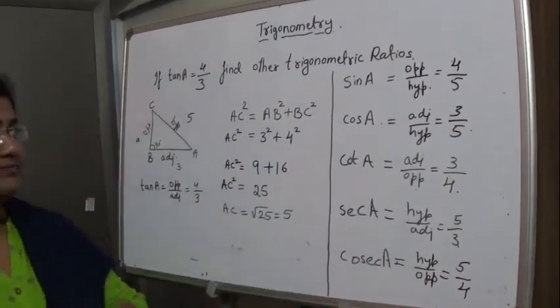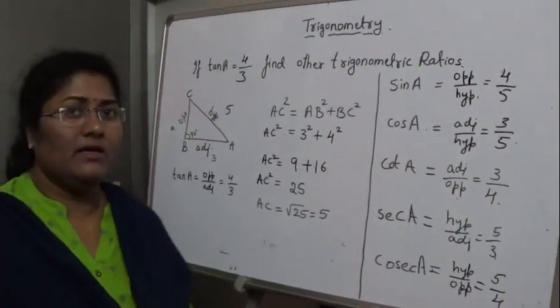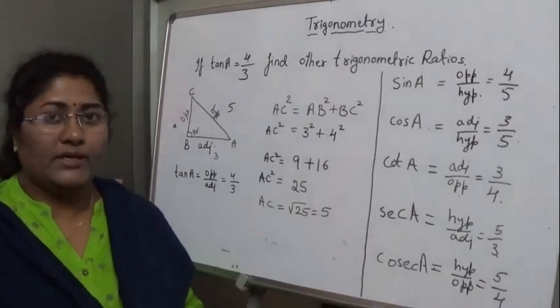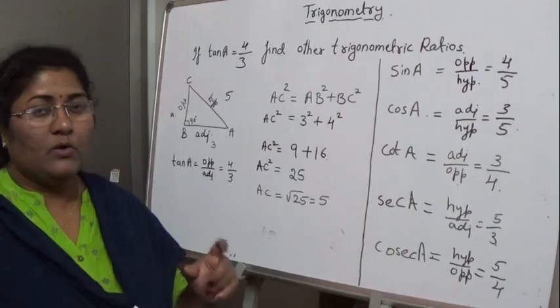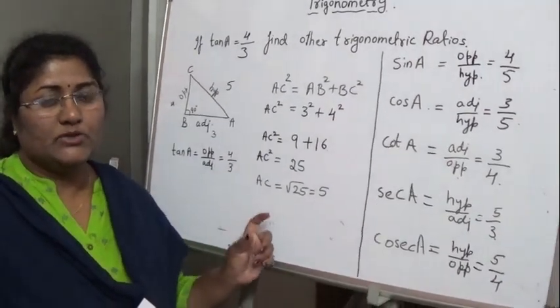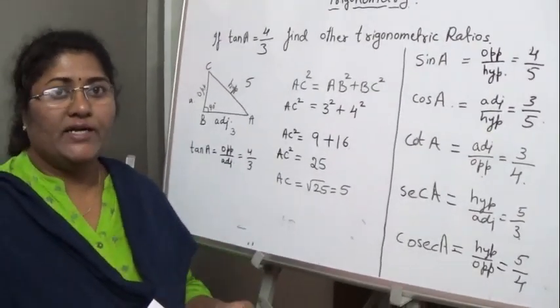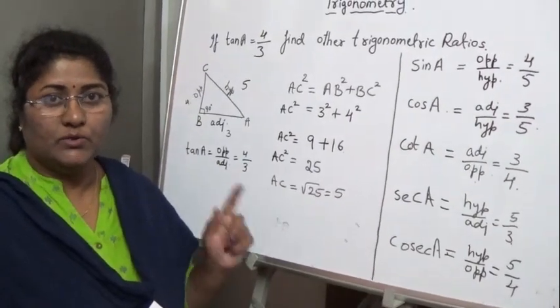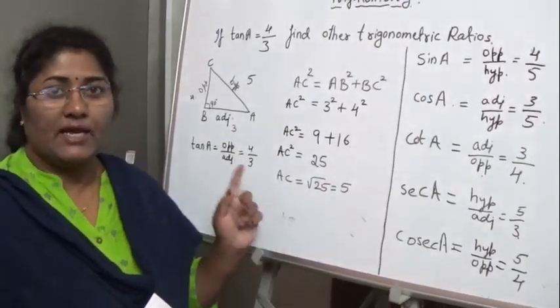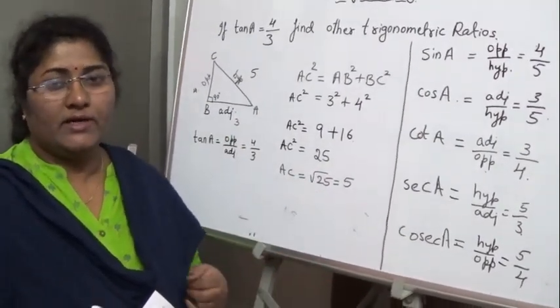In this way we can write the other trigonometric ratios. If we know a single trigonometric ratio, using that we have to find out the third side, and using the 3 sides we can write the other trigonometric ratios.